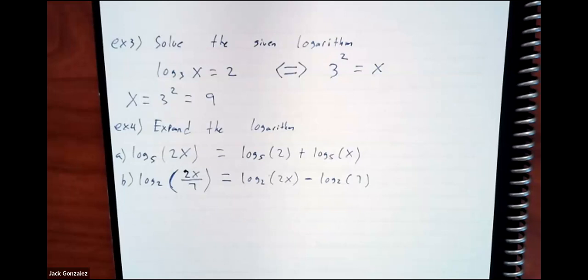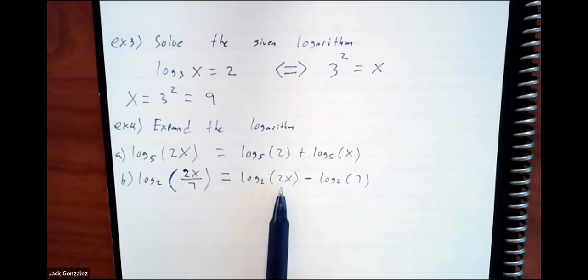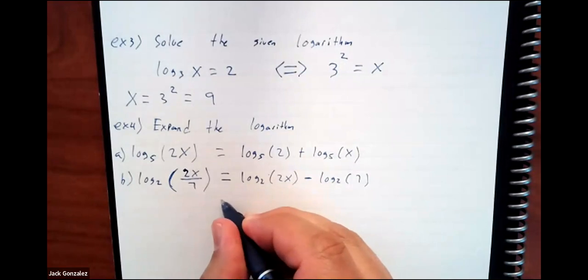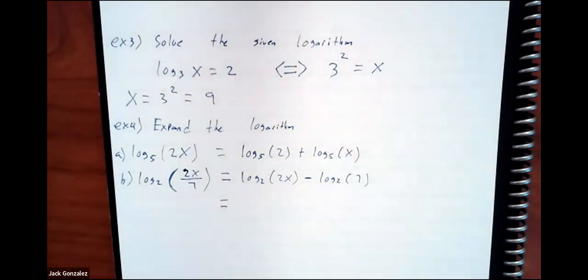Can we go any further? Is that fully expanded? We still have a product, right? We separate the numerator and denominator. And we still have a product in the denominator part, 2x. So do it again. Product rule. What do we get?